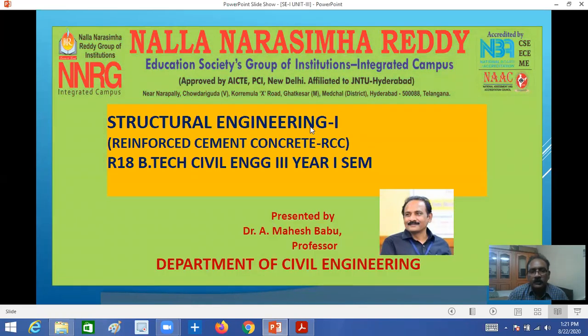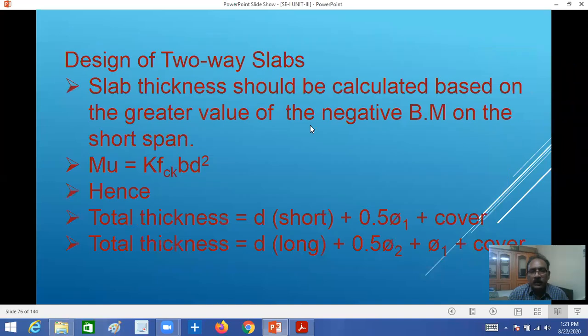In previous videos, I explained about two-way slabs. Now, in this video, I'm going to explain the design of two-way slabs, how to design. Slab thickness should be calculated from the bending moment. As I explained in previous videos, wherever the value of negative bending moment is more, that value will be considered, and we will provide the reinforcement for the maximum bending moment.